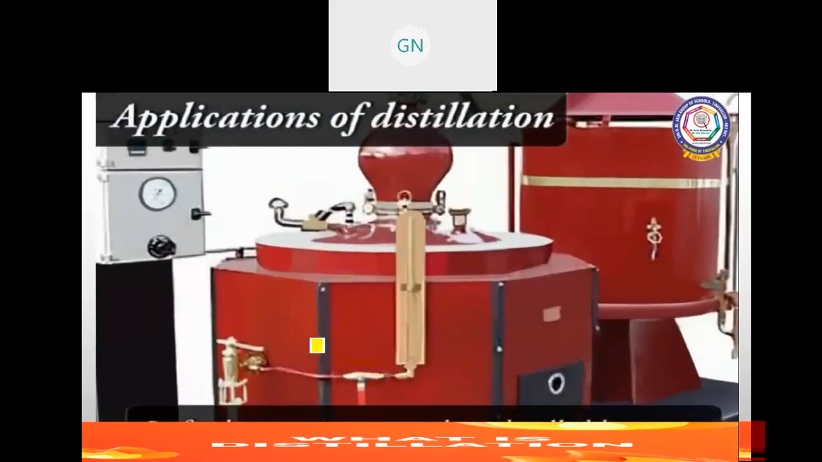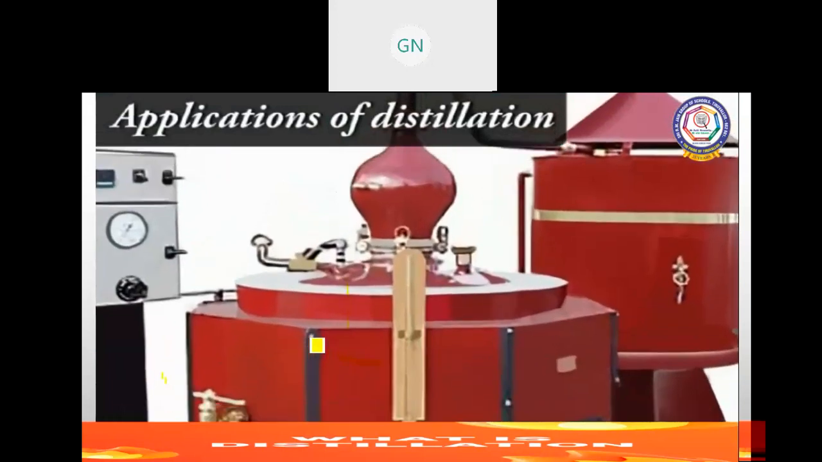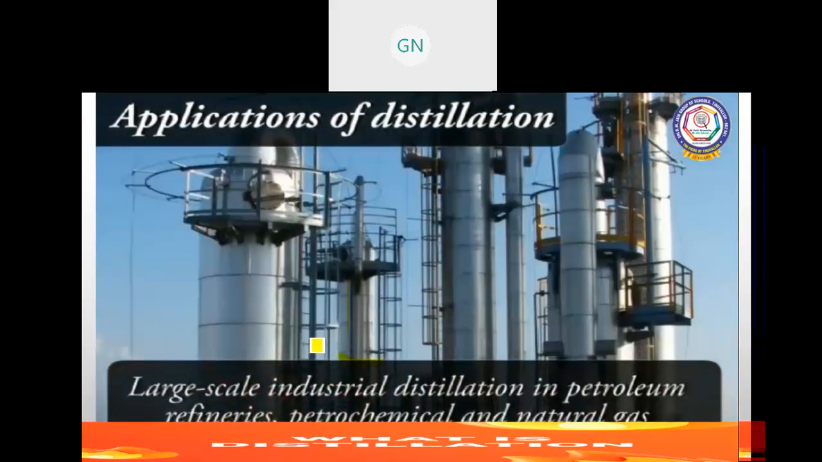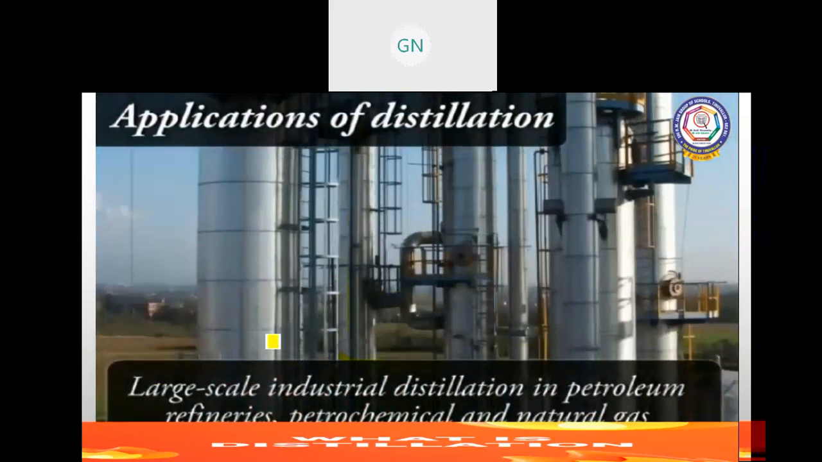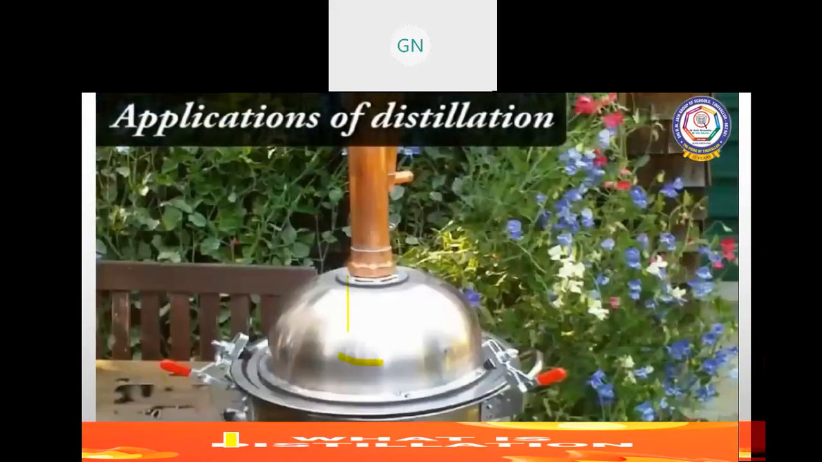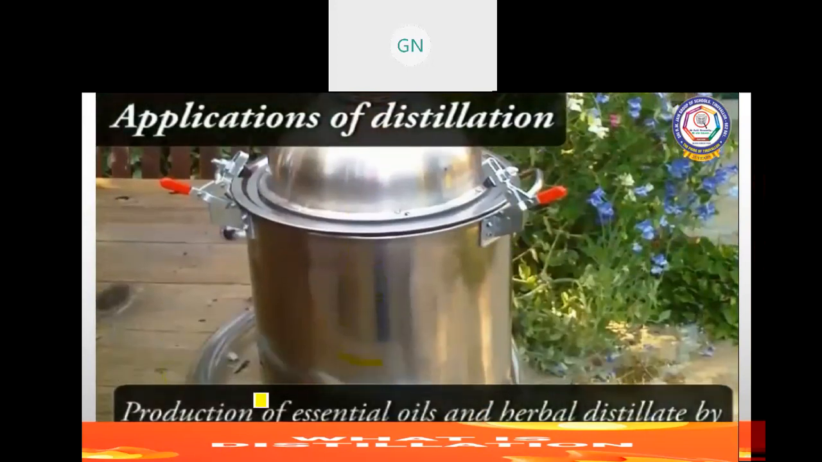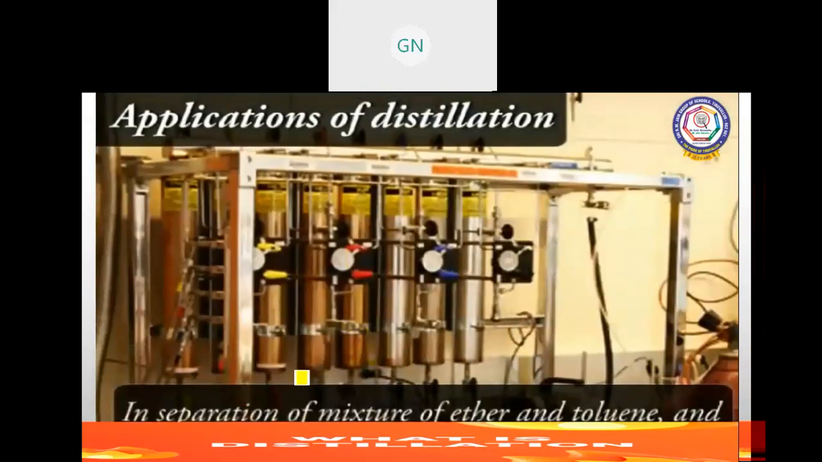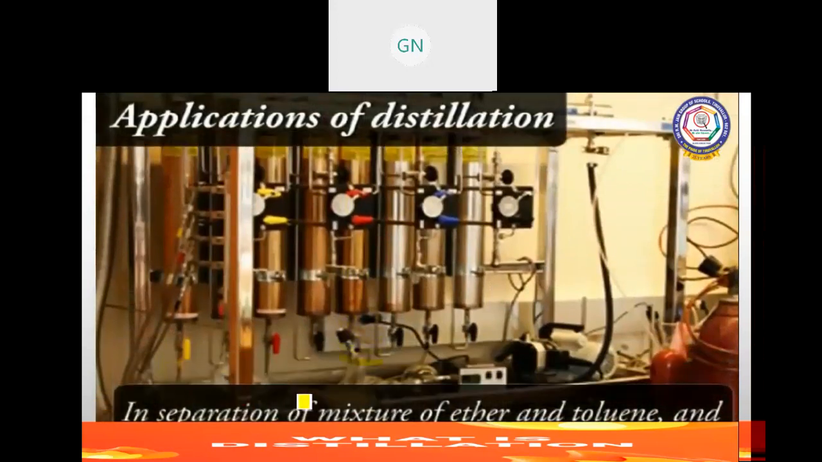Application of distillation. We can use it for industrial purposes, such as large-scale industrial distillation in petroleum refineries and petrochemical and natural gas industries, and for the extraction of essential oils and herbal distillation. By this process we can also remove ether from toluene and hexane from toluene.